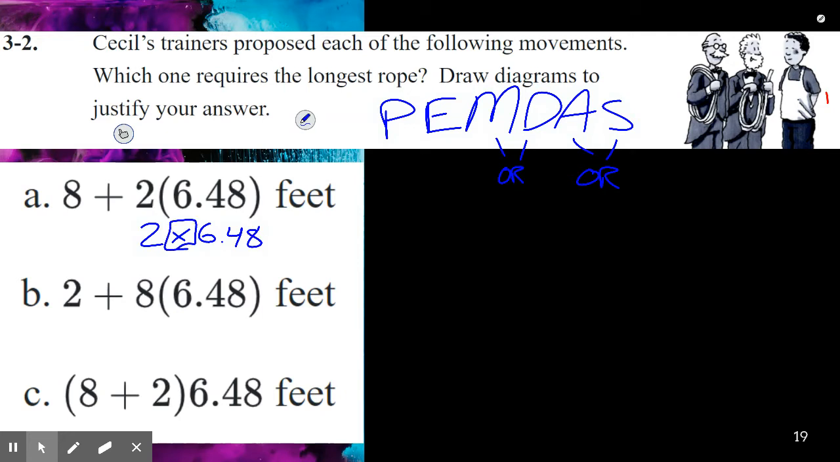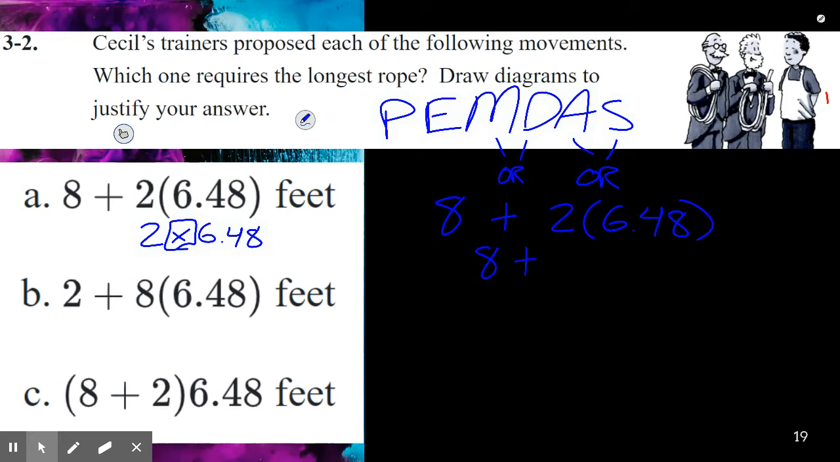So what are we going to start with here? Thinking of PEMDAS, do we have any parentheses? And we do, but 6.48 is by itself. What about exponents? Do we have any exponents? No. What about multiplication? Yes, we do have multiplication, right?